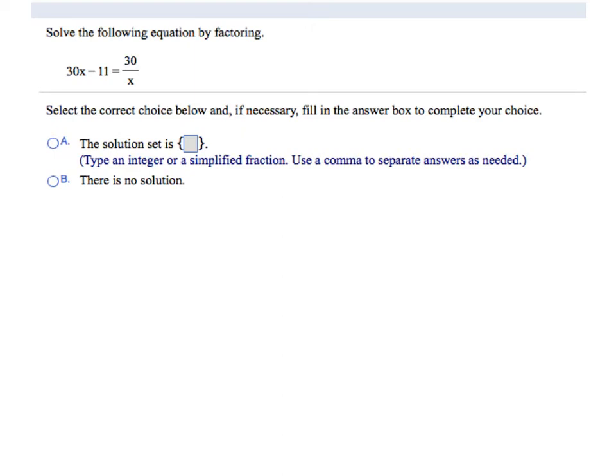So there's one issue we have to deal with: I want to clear this fraction. So I'm going to multiply both sides of this by x. I multiply by x on the left, multiply by x on the right. Remember, multiplying by x is the same as multiplying by x over 1. And so this is going to cancel out on the right-hand side, and the equation will become x times (30x minus 11) equals 30.